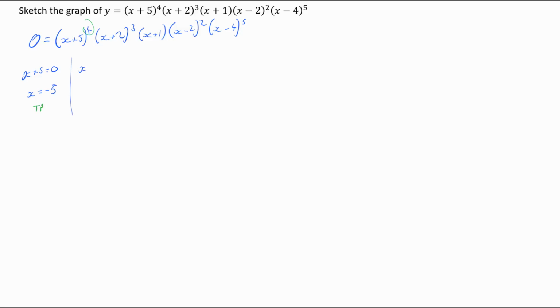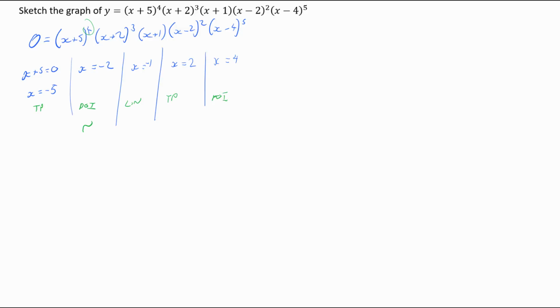We would find for the second factor that x equals negative 2, and because that's an odd power, that would be a point of inflection, which is one of those ones where it goes up, flat, up. Going through the rest of the factors, we'd have x minus 1, x equals minus 1, sorry, which would be linear because there's no power. We'd have x equals 2, which will be a turning point, and we have x equals 4, which, because we've got a power of 5, will be another point of inflection.